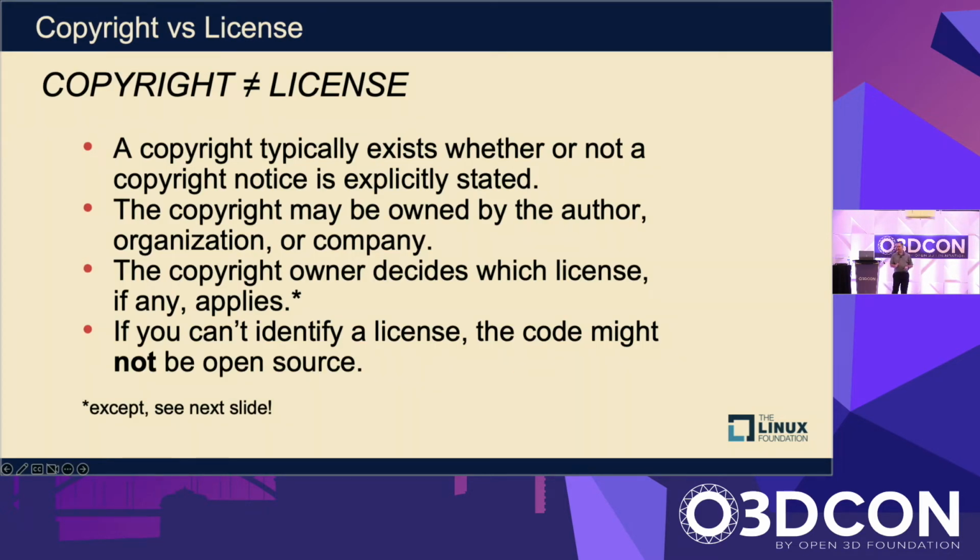It's also important to note that a copyright is not a license. A copyright exists unless something is placed into the public domain. A copyright, whether it's explicitly stated or not, essentially means you own it, you're the author, or a corporation holds the copyright to the code. You get to decide how that code is licensed, or if it's licensed at all, or if it's a trade secret and nobody has the rights to use it at all.